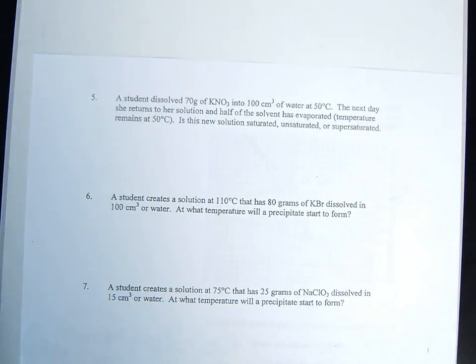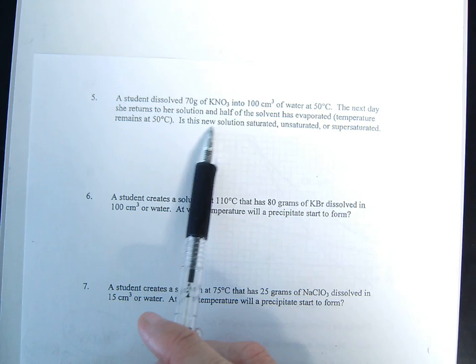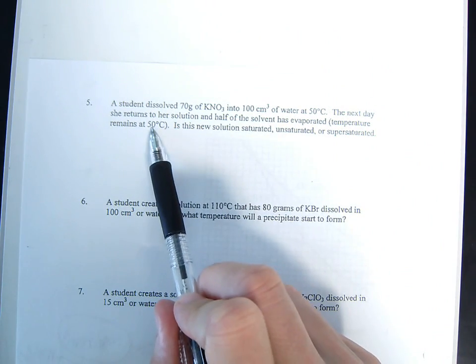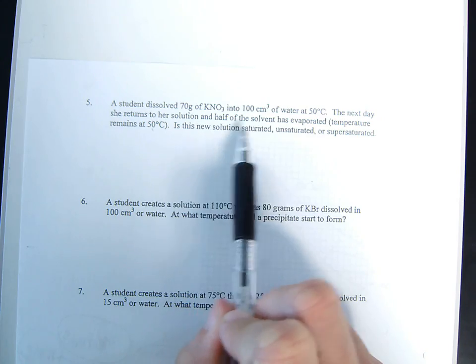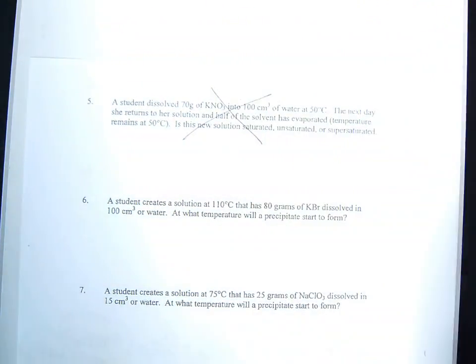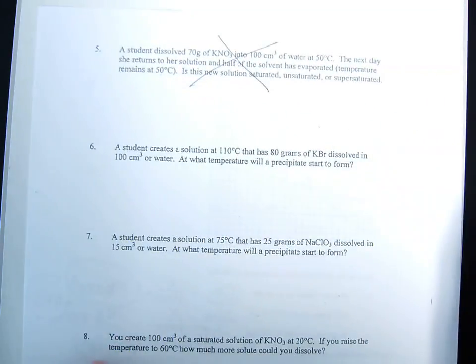Question number 5. A student dissolved 70 grams of KNO3 into 100 cubic centimeters of water at 50 degrees. Okay. The next day she returns to her solution and half of the solvent has evaporated. Temperature remains at 50. Is this new solution saturated, unsaturated, or supersaturated? We're not going to do that one either. I'll have to tell everybody. I'm not worried about that type of question. Let's look at number 6.